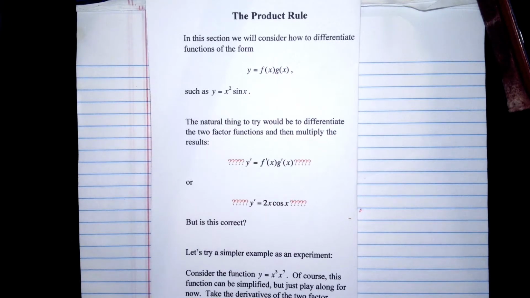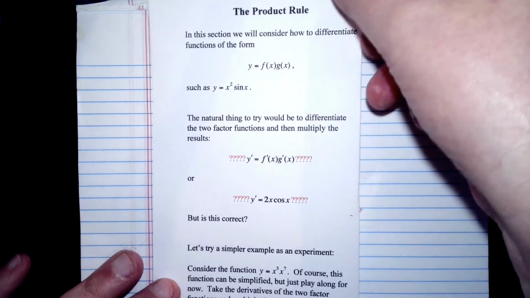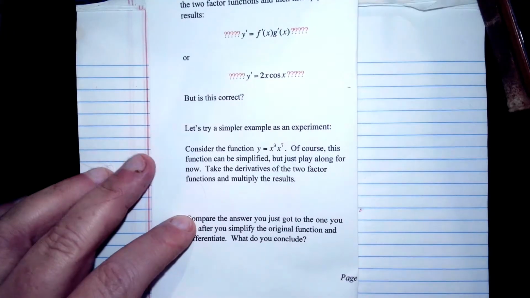Well, if the two functions were added instead of multiplied, we would just differentiate the two functions and add the results. So you might be thinking, well, shouldn't we just differentiate these two functions and multiply the results? So is the derivative of x squared sine x 2x cosine x? Well, let's try a simpler example to show why this isn't the case.